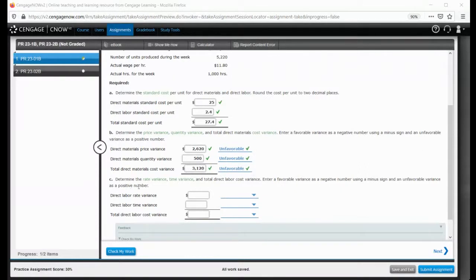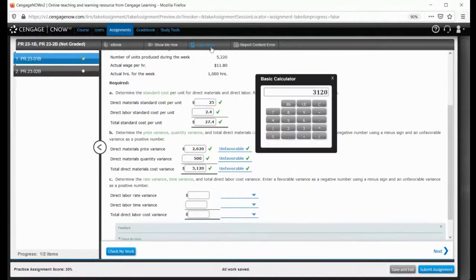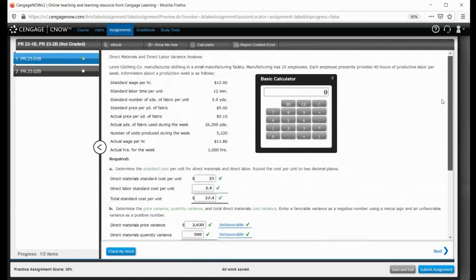All right, we're working on part C. We're determining the rate variance first, the direct labor rate variance. So what we'll want to do is look at our information and make those calculations. I'm going to go up to the top so we can see what we're doing. To calculate the direct labor rate variance, you need your actual direct labor rate, and that's right here where it says actual wage per hour is $11.80.